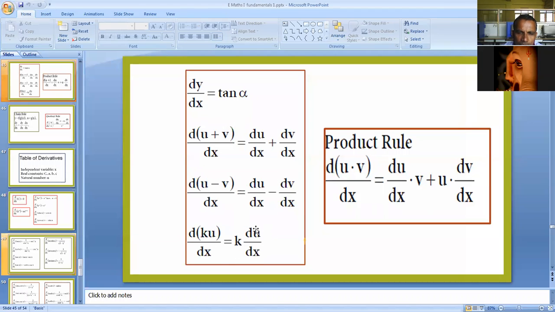If there is any constant with their function in differential, take the constant outside and apply that differential on their functions. And d/dx means what? It's the operator. So operate on their function. So k into du/dx.